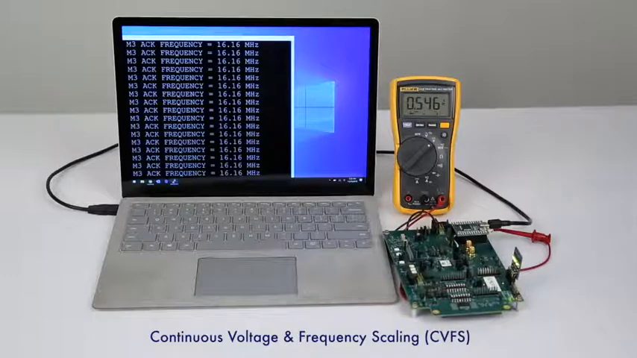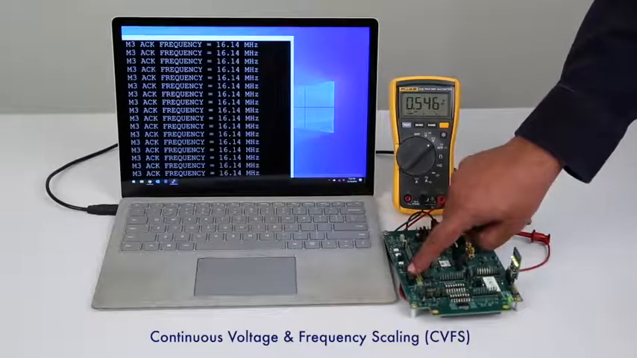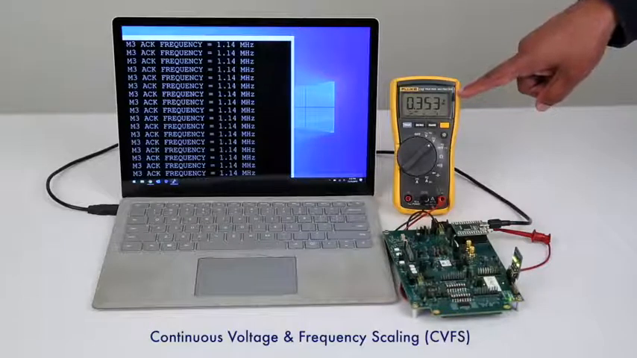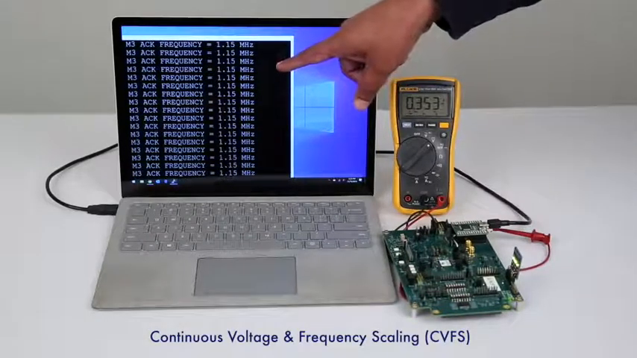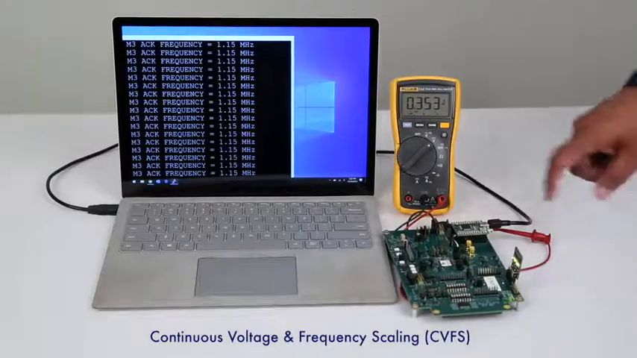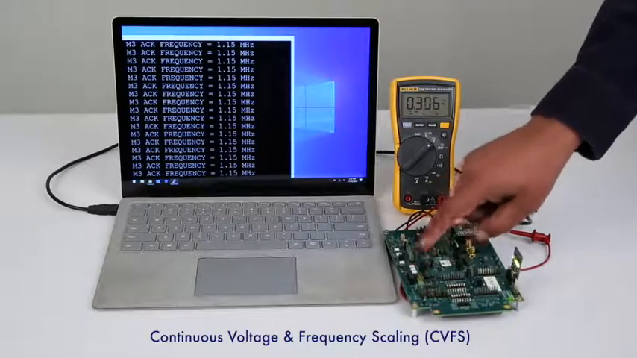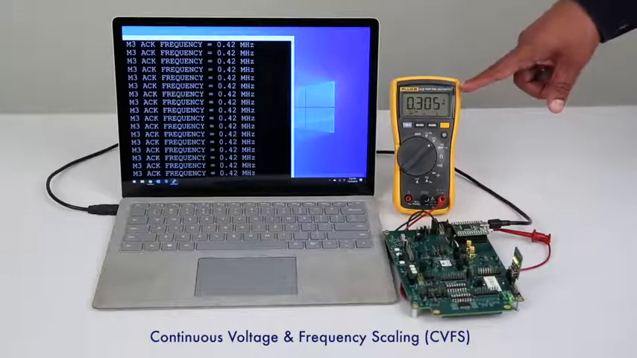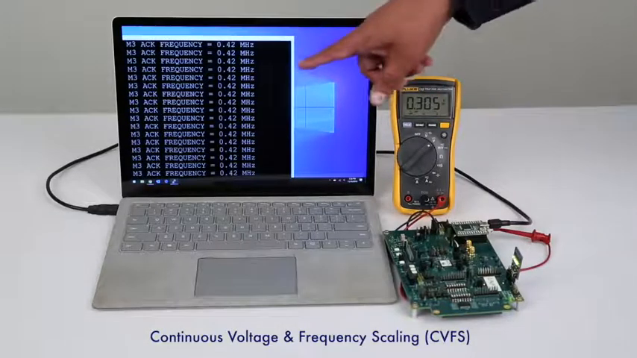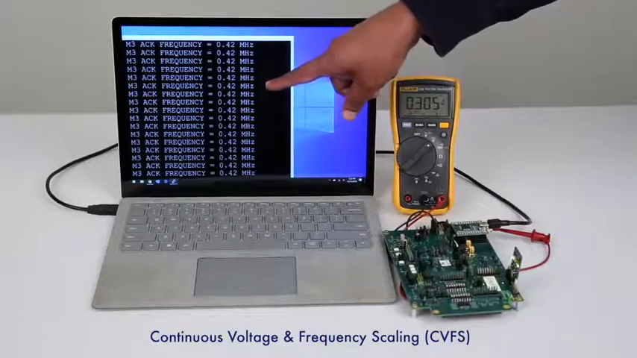So we are at 0.55. Next, we'll go down to 0.35 volts here, and the processor frequency drops and it continues to run. We'll drop it further. This is getting to be really deep subthreshold. We are at 0.3 volts and the processor is continuing to run.